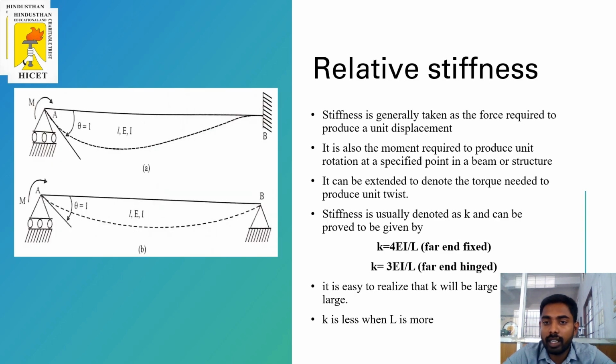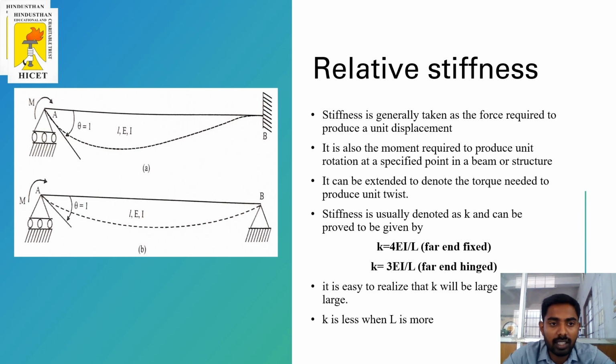Stiffness is generally taken as the force required to produce a unit displacement, that is, force by displacement. It is also the moment required to produce a unit rotation at a specified point in a beam or a structure, and it can be extended to denote the torque needed to produce a unit twist. Stiffness is usually denoted as K and can be proved to be given by K equal to 4EI by L, where the far end is fixed.